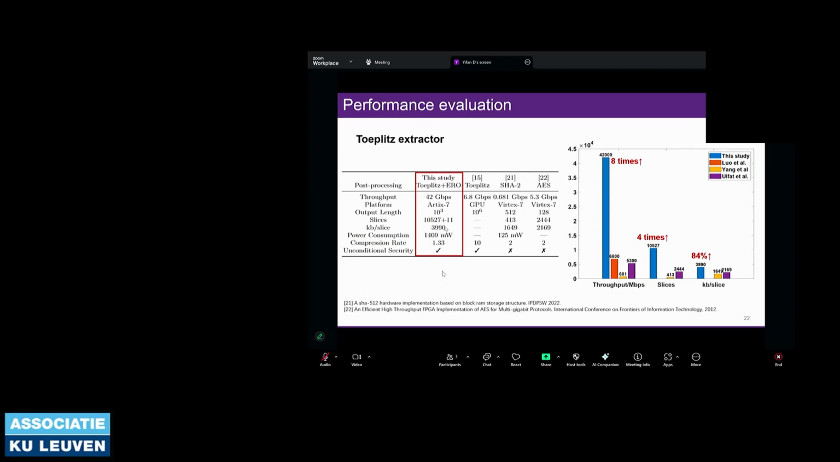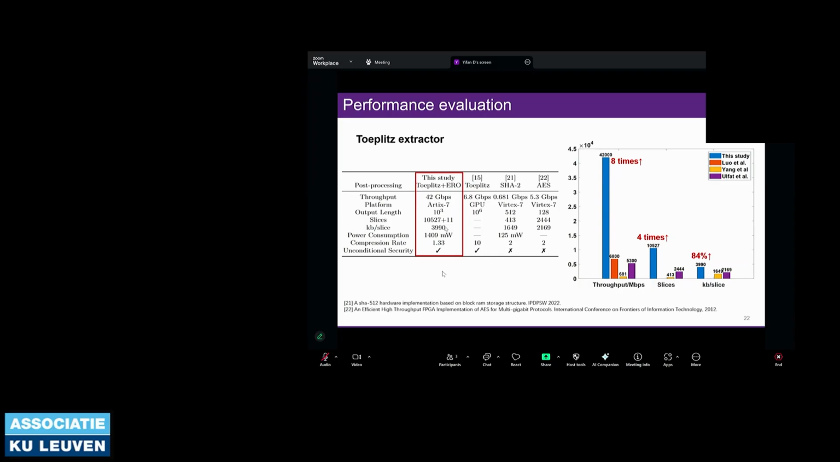Here are the performance results for our Toeplitz extractor. We achieved a throughput of 42 gigabits per second. This is a huge improvement over previous work, and compared to other cryptographic post-processing methods, our design delivers an 84% increase in throughput to area ratio.